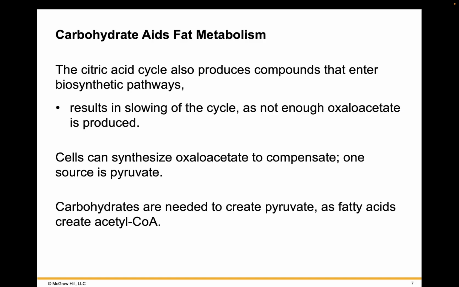Now, the citric acid cycle also produces compounds that enter biosynthetic pathways. This results in a slowing of the cycle, and so not enough oxaloacetate is produced. Cells can synthesize oxaloacetate to compensate. One source is pyruvate. Remember, carbohydrates are needed to create pyruvate, as fatty acids create acetyl-CoA.